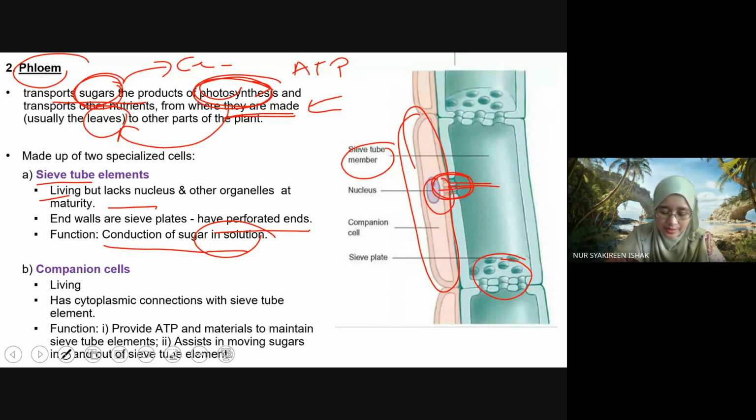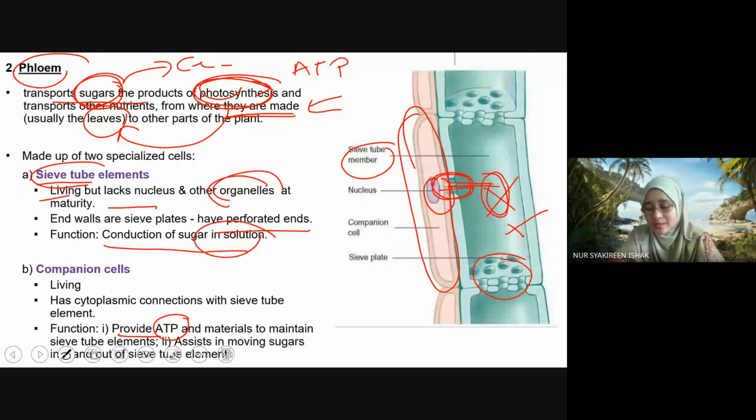Okay. So function of the companion cell is that because it has organelles that the sieve tube doesn't have, so they are capable of carrying out cellular respiration to produce energy in the form of ATP, so provide ATP and minerals to maintain the sieve tube elements. Tadi kita tengok sieve tube elements ni at maturity it doesn't have any nucleus. It doesn't have other organelles. So how can it carry out cellular respiration? How can it produce energy? So it is provided by the process of cellular respiration by the companion cell.